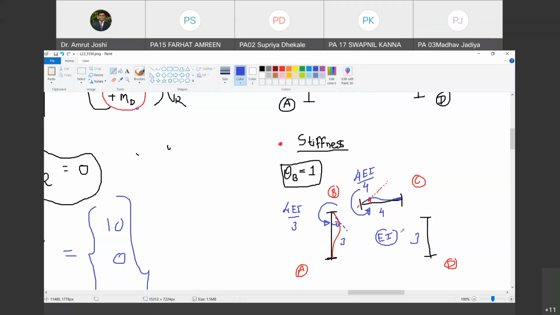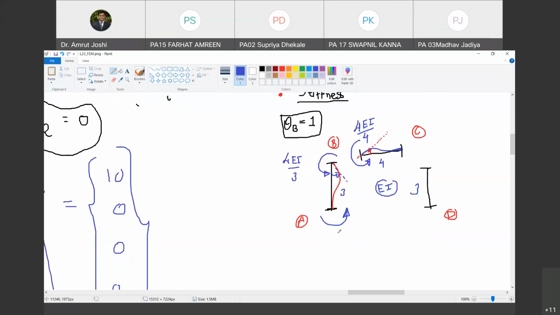Happy? Yes, sir. Now, what is the consequence of applying this kind of moment here? The consequence is at other end, half of the moment is carried over. In moment distribution method, you must have learned carryover factor. So carryover factor is half when far end is fixed. So therefore, this is 2 EI by 3 of the same nature. Do you agree with me? Yes, sir. Here also it will be 2 EI by 4, half. Are you with me? Yes, sir.